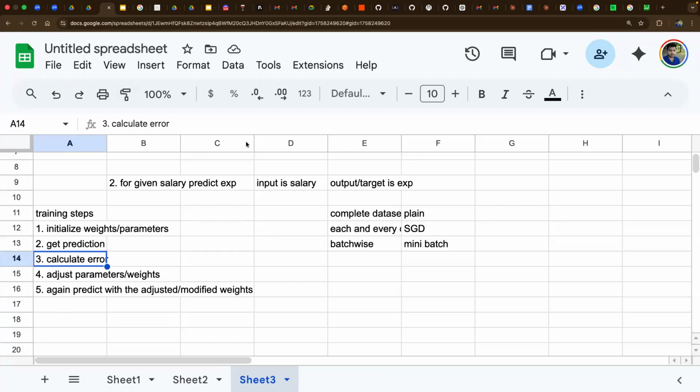You can calculate the error for the complete data set and then adjust the weights, or else you can split the input data into some small batches and then calculate total error for that and then adjust the weights, or you can calculate error for a single data point and then adjust the weights. It is up to you. Ultimately, your goal should be to minimize that error. That's all. I think here we have plain batch gradient descent, or mini batch gradient descent. Any question to this point?